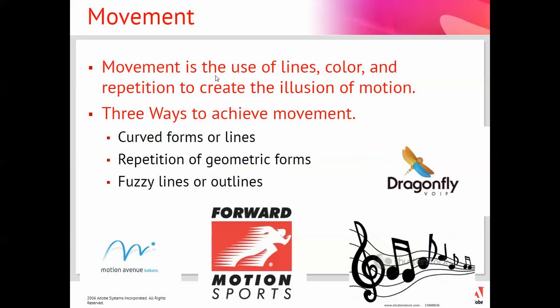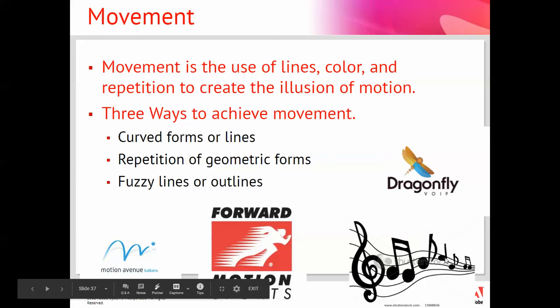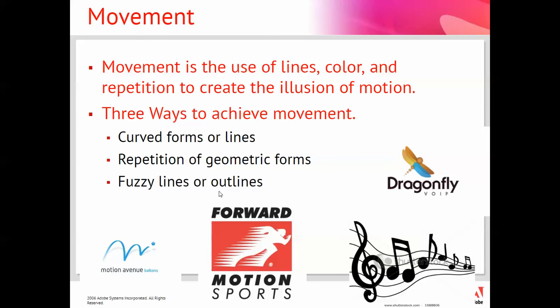So one of the things that you can do to make a graphic design or a logo better is to use movement. It is the use of lines, colors, and repetition to create the illusion of movement. So if you look at this, they repeated the circles, making it smaller, and then they repeated the wings. It creates the idea of motion. And here we have these curvy lines that create the idea of motion. Here we have these fuzzed out lines create motion. So these curved lines create the idea of motion. Okay, so curved, repetition, or fuzzy lines or outlines are a way to do it.